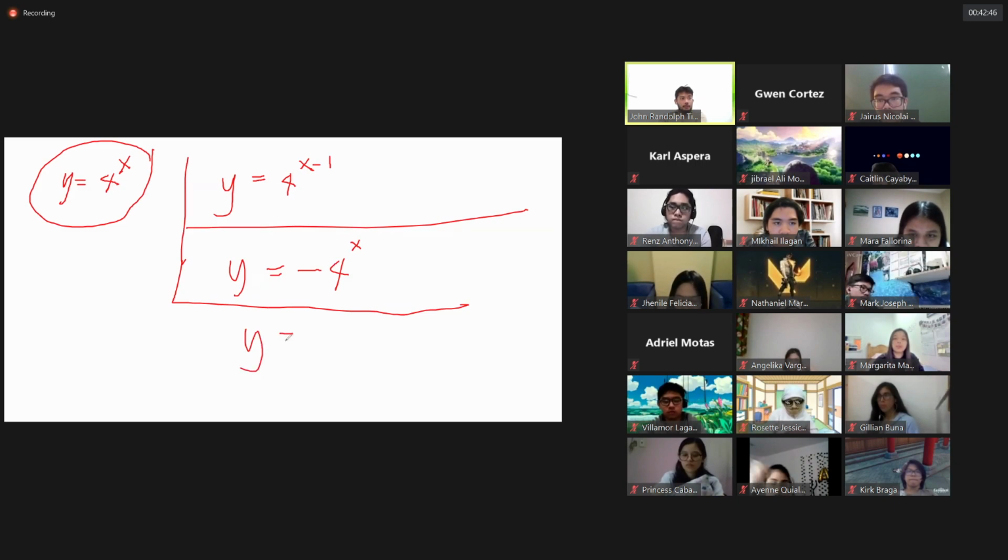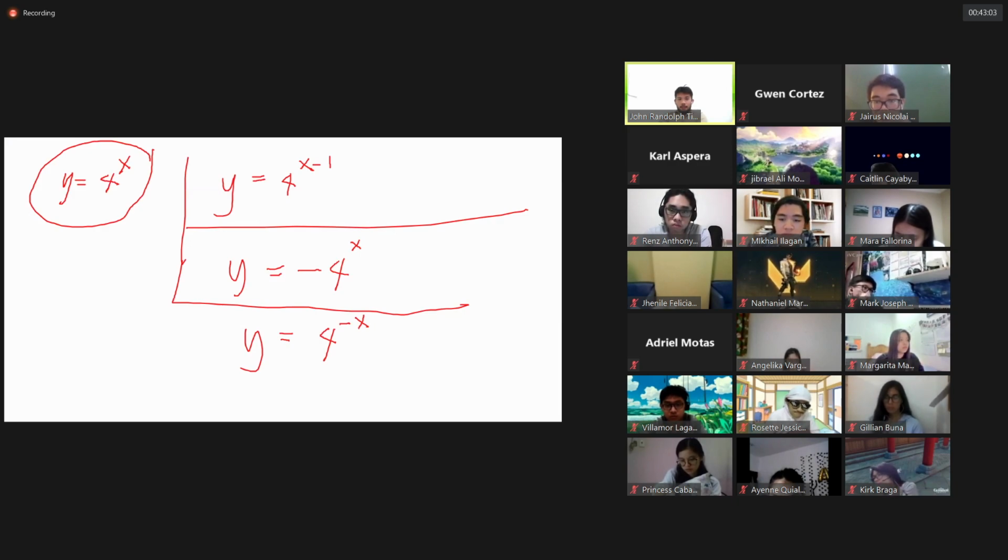Another one. Same graph, same equation pa rin. And then we have here 4 to the power of negative x. Reflected across the y-axis. Now, how about if we add here plus 2? y equals 4 to the power of negative x plus 2.